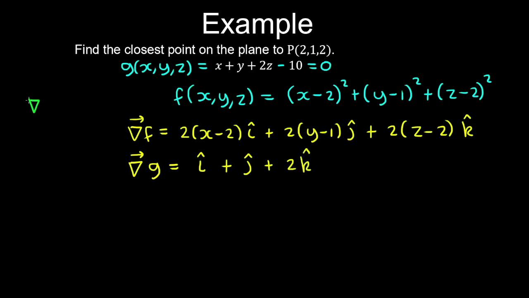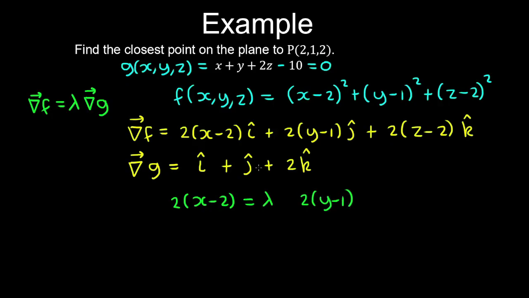And now using our equation, where the gradient of f is a scalar multiple of the gradient of g, where the scalar lambda is the Lagrange multiplier, we equate the x, y and z components. So what we get is 2 by x minus 2 is equal to lambda, and 2 by y minus 1 is also equal to lambda, and 2 by z minus 2 is equal to 2 lambda.